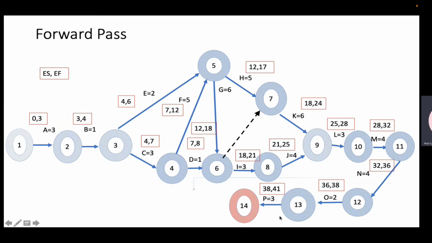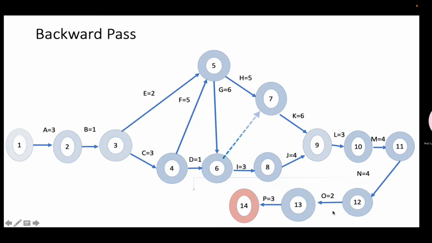So I'll start with 41. 41 minus 3 will give me 38. This will end at 38. 38 minus 2, 36. 36 minus 4 is 32. Then the backward pass I'll write down. Forward pass I write at the top of the arrow. Backward pass I'll write at the bottom of the arrow.